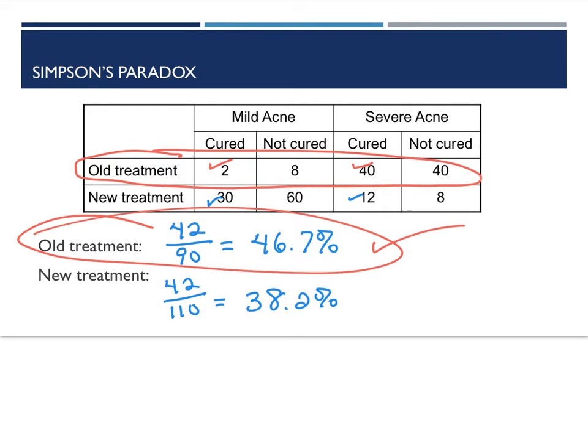So let's repeat what we said on the first slide. Simpson's paradox occurs when something appears to perform better in two or more groups. So for mild acne, the new treatment worked better. For severe acne, the new treatment worked better. But when you look at the overall standings, it's really the old treatment that performed better.